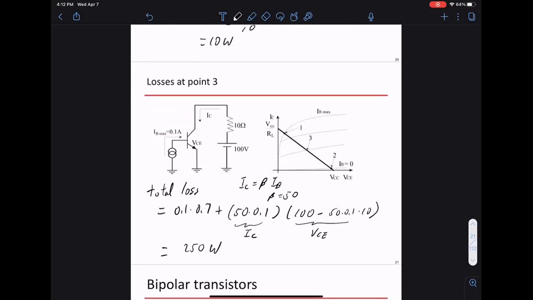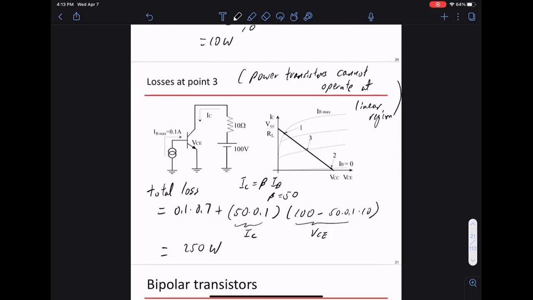So this is a very large loss for a bipolar transistor. So this says that power transistors cannot operate at the linear region. So when you're designing your gate, when you're designing the current that's driving your gate, be careful not to operate your transistor at the linear region. If you operate at the linear region, you have a very large loss.